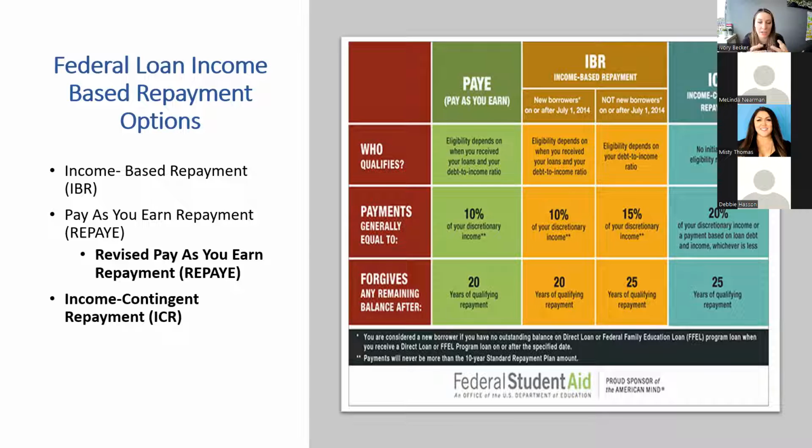But again, if you have higher income, that could make the payment amount calculated a bit higher for you if 10% of your discretionary income is high. Your spouse's income and loan debt is also factored into your monthly payment calculation, even if you file your taxes separately.